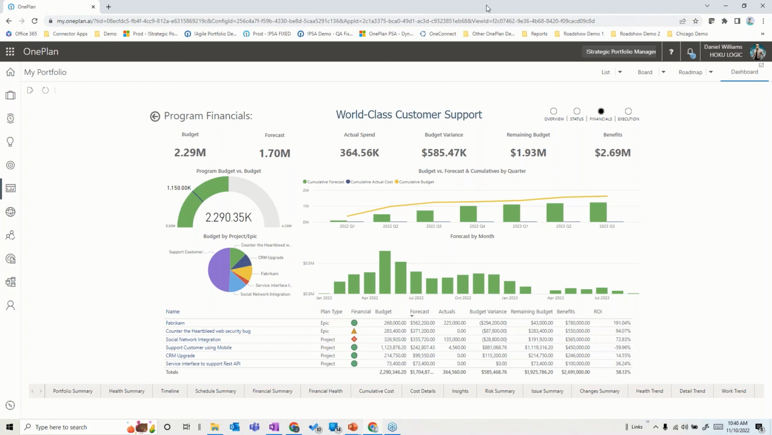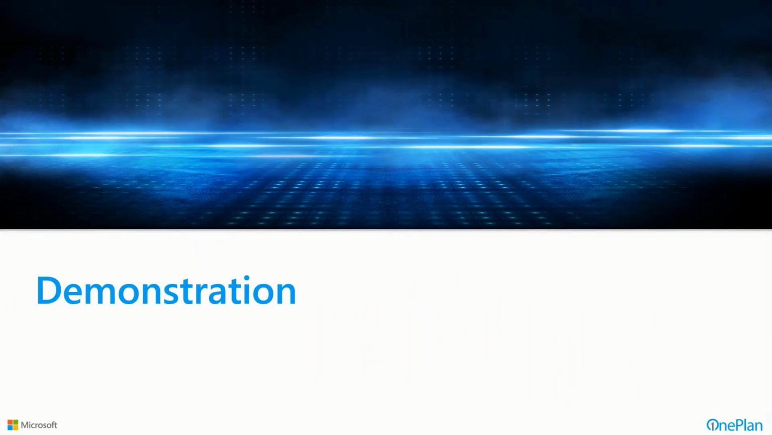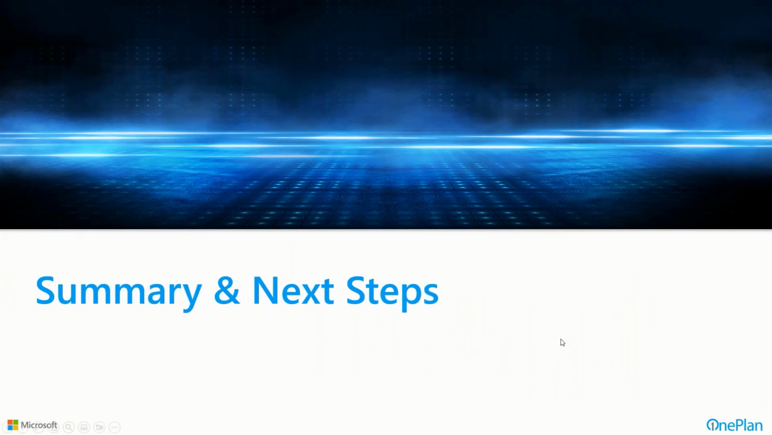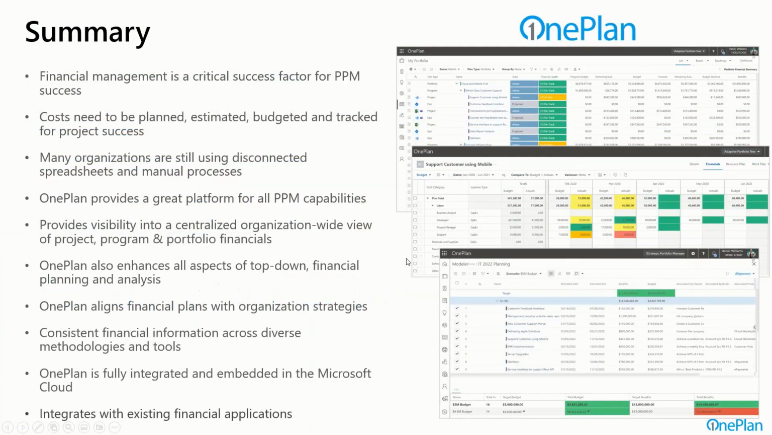So with that, let me end there and let's talk about some summarization and some next steps. Today we talked about financial management as a critical success factor for PPM success, that costs need to be planned, estimated, budgeted and tracked for project success. Unfortunately, many organizations are still using disconnected spreadsheets and a manual process to do this, and it's not tied in with the rest of the portfolio of information.